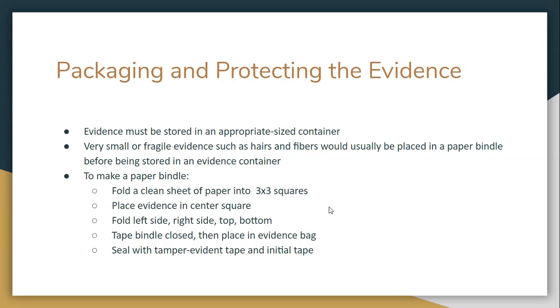You place your piece of evidence in the very center square. Then you would fold the left side of the paper over, then the right, and then the top, and then the bottom. You tape that closed, and then you put it in the evidence bag, and then you seal the evidence bag with the tamper-evident tape and initial the tape.